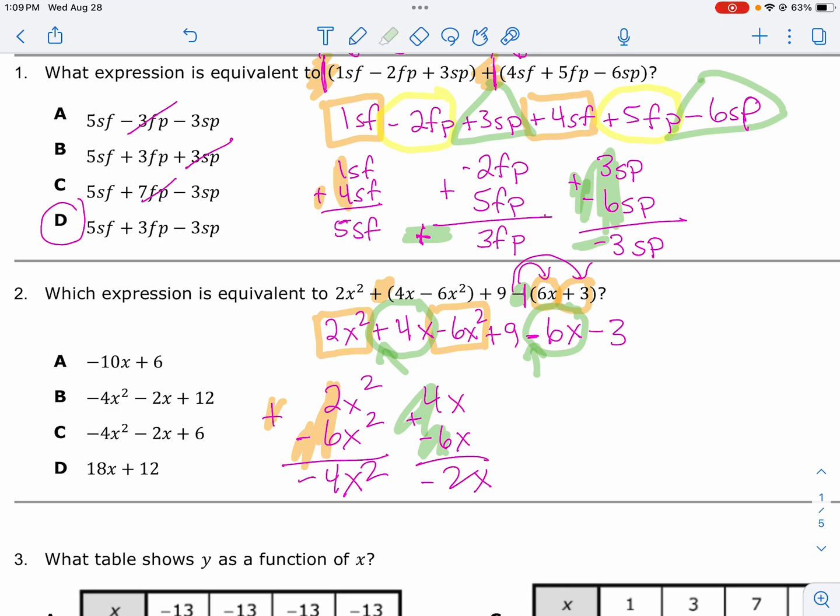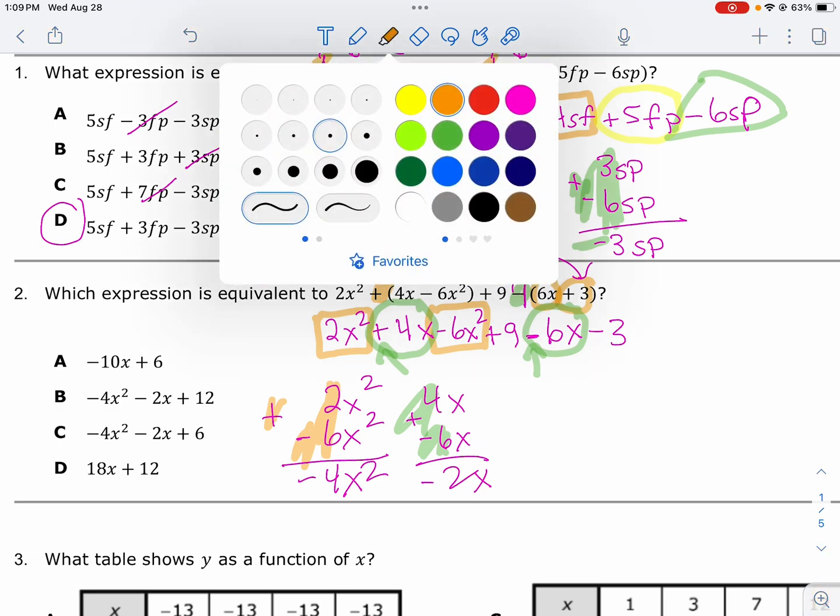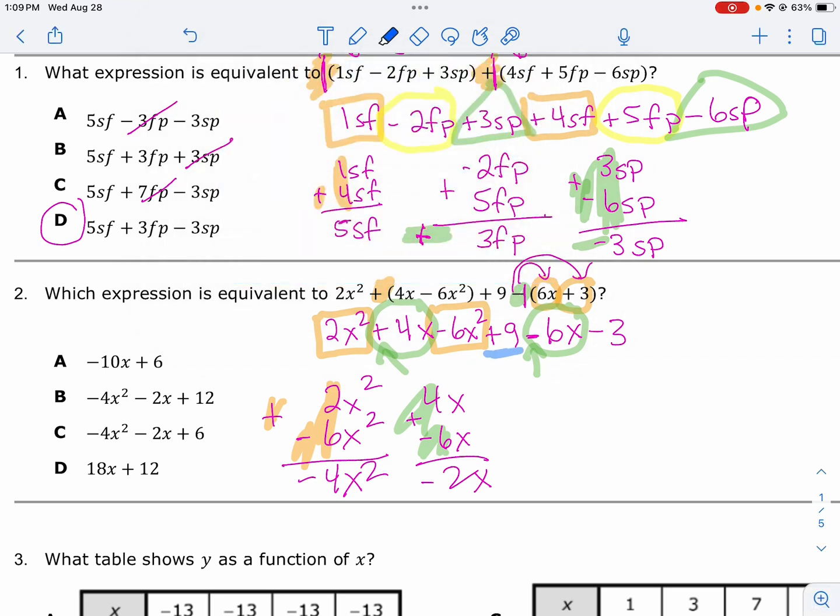The last thing I have, let's do a different color, is I have a 9 and a -3. So I have +9 plus -3, and I'm getting +6. Since there's nothing between the -2x and the 6, I'm just going to put a plus there.